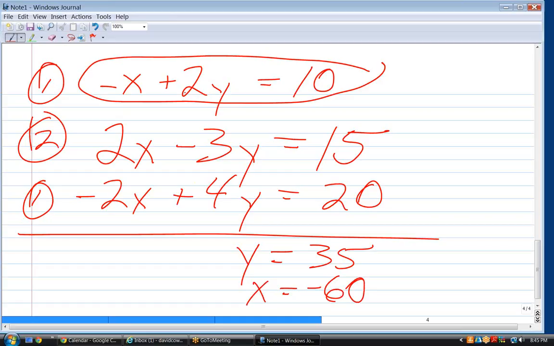Because a minus x plus a 70 has to equal 10. Whoops, x must be plus 60, excuse me. Because then it would be minus a 60 plus a 70 equals 10. So here's the single solution to the two equations that I gave you.